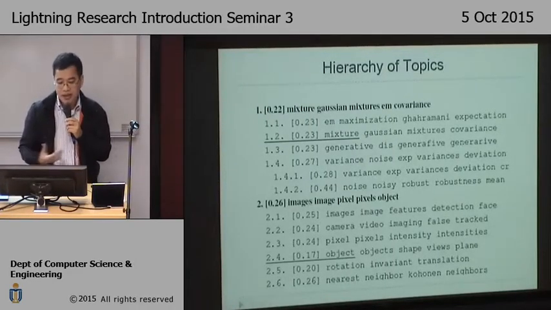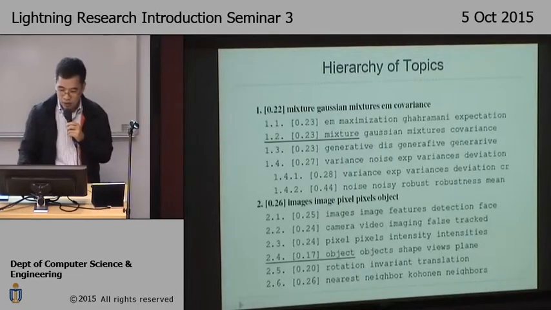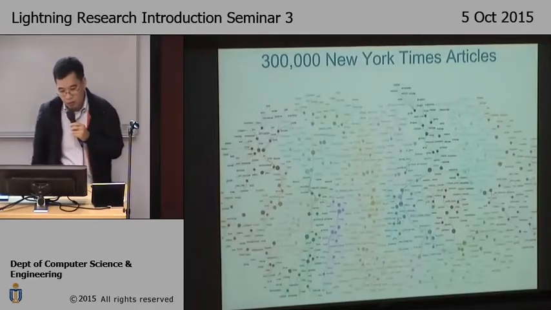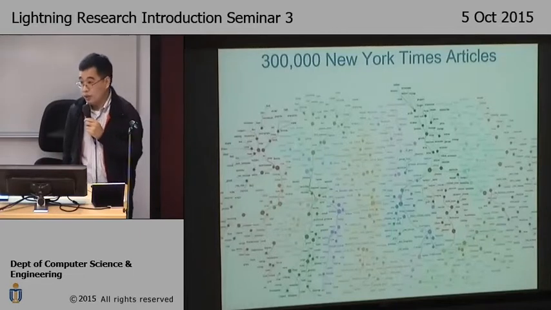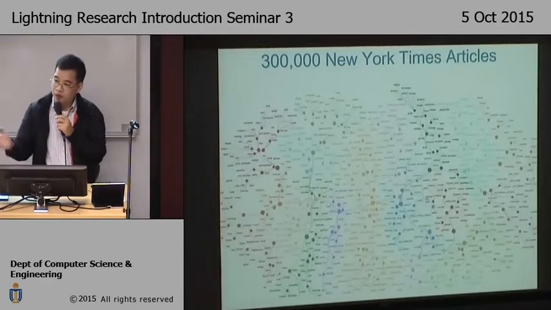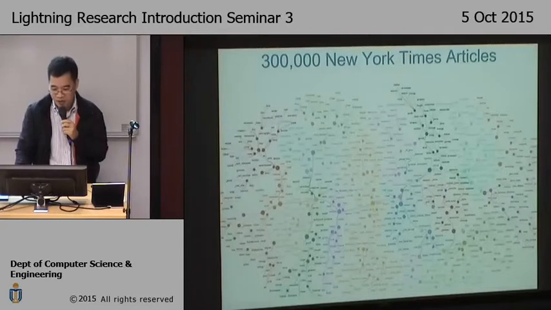The second topic is about image analysis. It also has interesting subtopics. And here's the model we got from 300,000 New York Times articles. It looks like a beautiful picture, but the structure is meaningful and the topics are also meaningful.